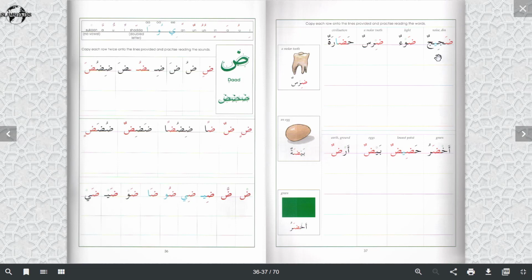Dajijun. Light. Dawun. A molar tooth. Dirsun. Civilization. Havaratun. Line 2. Green. Akhdaru. A lowest point. Hadidun. Eggs. Baydun. Earth or ground. Ardun.